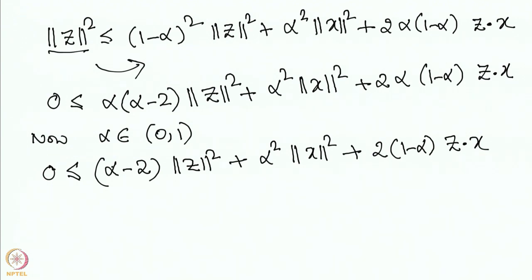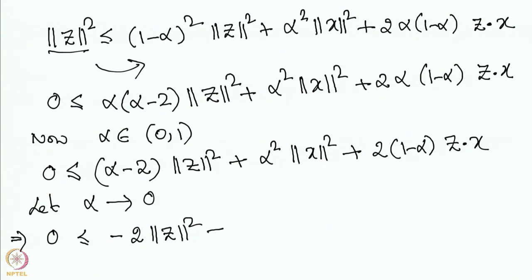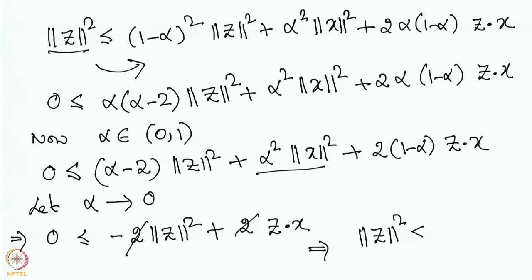Now let alpha go to 0. Letting alpha go to 0, we get 0 less than or equal to minus 2 norm Z square, plus this term becomes 0, and this remains as 2 Z dot x. Now 2 gets cancelled here. This implies norm Z square is less than or equal to Z dot x for all x in C. This proves this proposition.